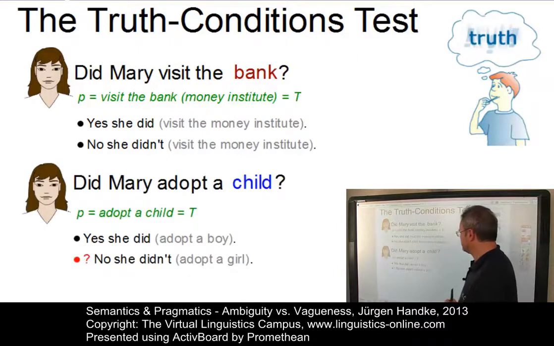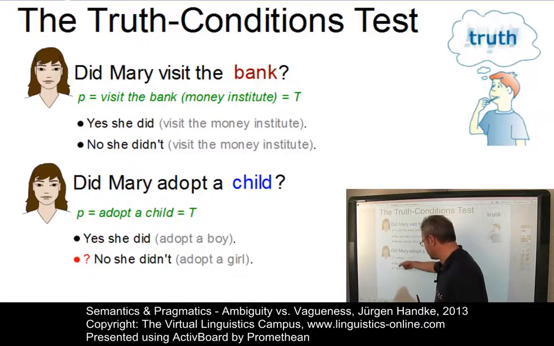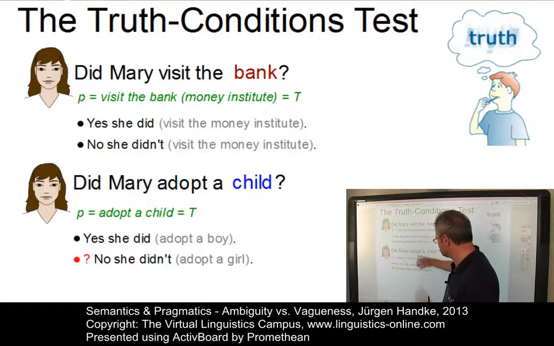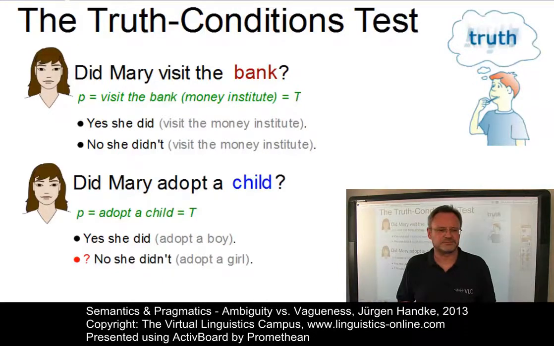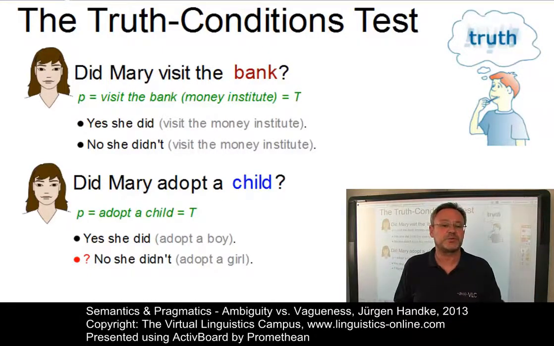If we contrast this with the question, did Mary adopt the child, which involves the vague item child, now here we could not choose yes and no at the same time as an appropriate answer. Answer 1, where we assume again that adopting a child, the proposition, is true. Answer 1, yes she did, could be a reasonable answer, but then at the same time, no she didn't, could not. Hence, if a yes-no question can truthfully be answered with yes and no, we have a case of ambiguity. If not, we are confronted with the phenomenon of vagueness.